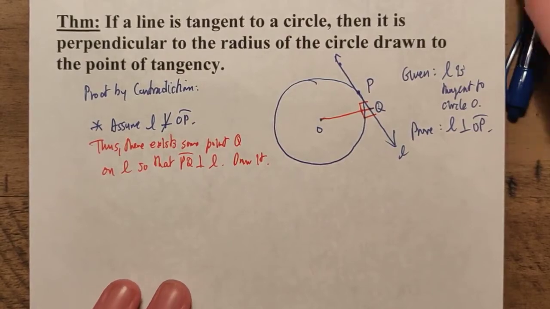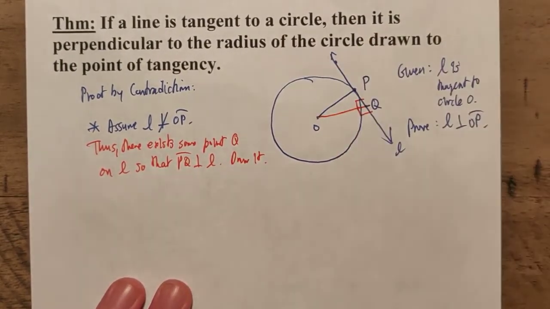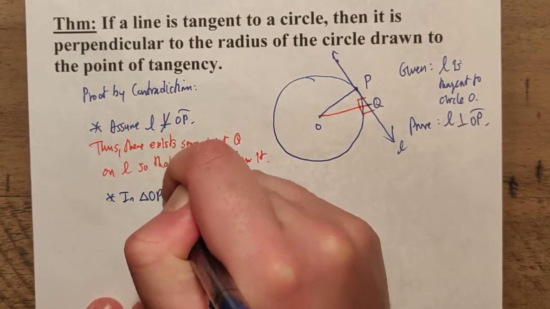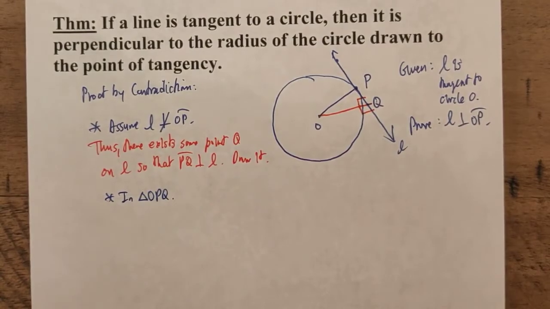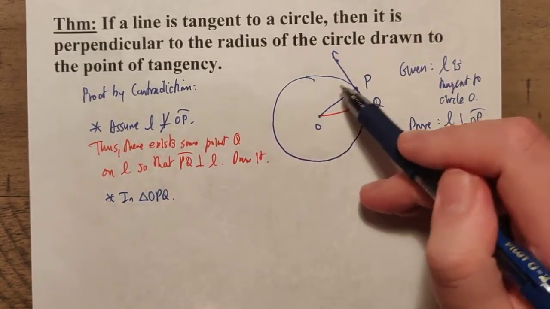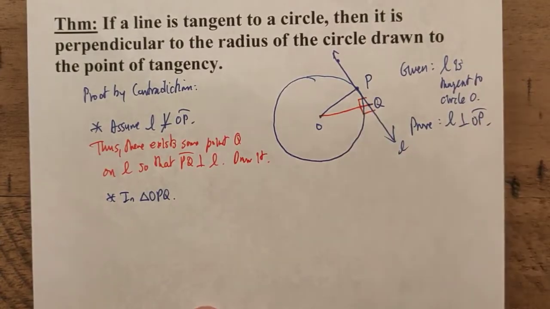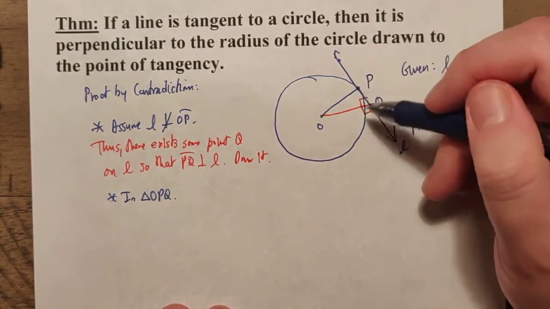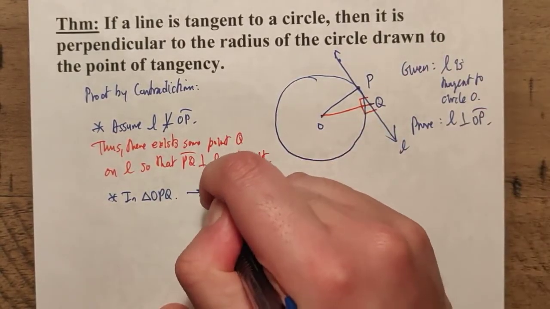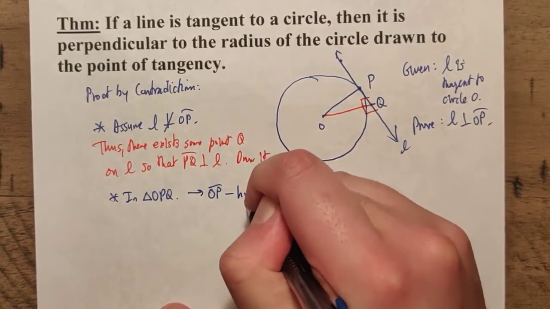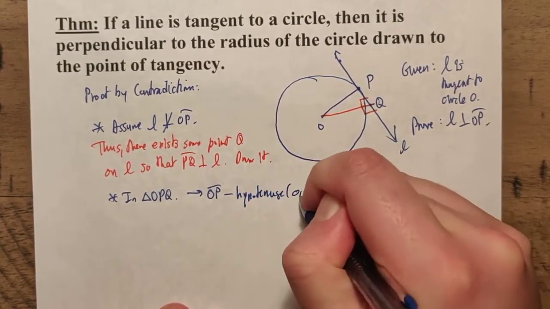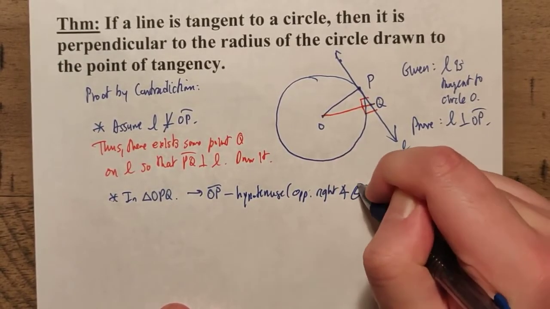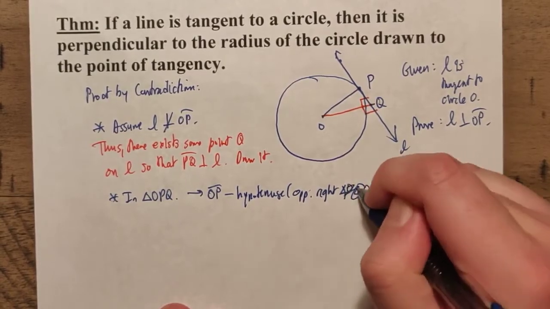So now I'm going to draw in OP as well, right? So let's look at triangle OPQ. In triangle OPQ, we note that, wait a minute, this is a right triangle, correct? Because it's a right triangle, we know that the right angle is the largest angle in the triangle. So OQP is the right angle here. So we know that in this case, OP is the hypotenuse, right? Because it's opposite right angle OQP.